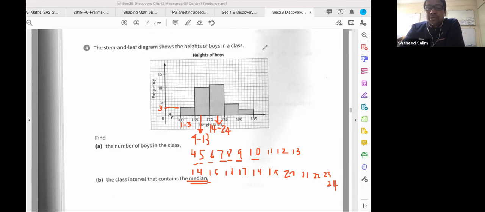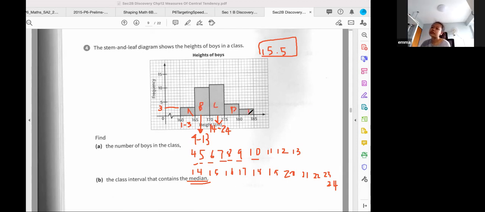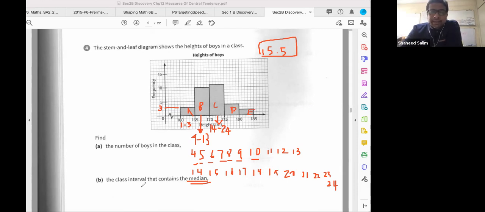So this position, now you say it's 15.5, right? It will fall in which class interval? Is it A, B, C, D? So how do you name this? How do you write the answer down here? I cannot say C because they don't give you the label C. You must say the answer is the class interval 170 to 175. See, 170 to 175 here, right? That's your answer. Are we okay?